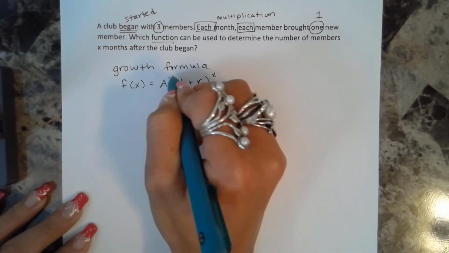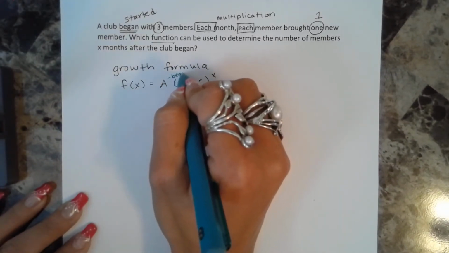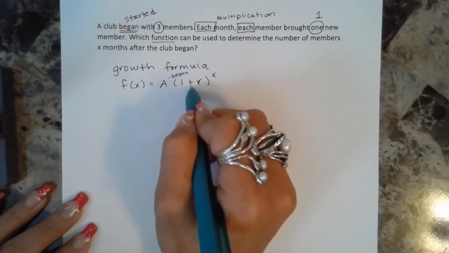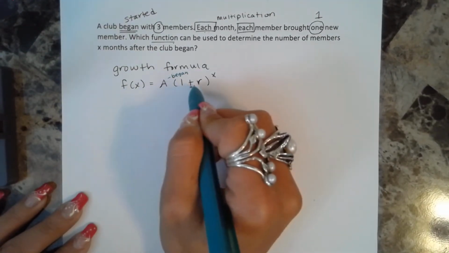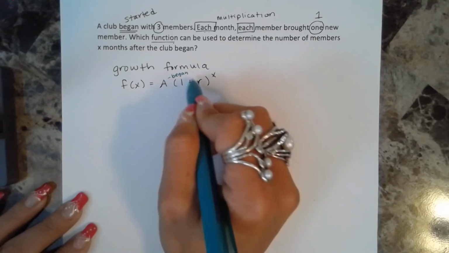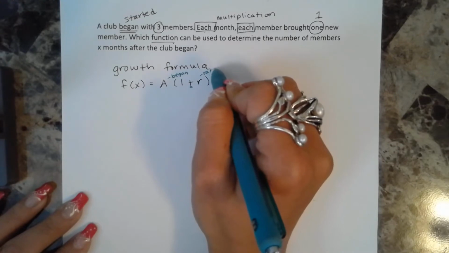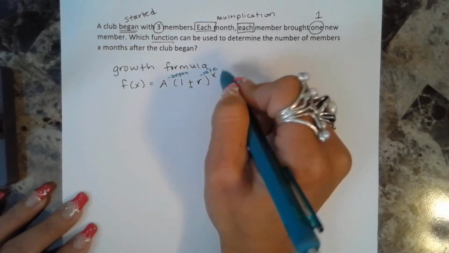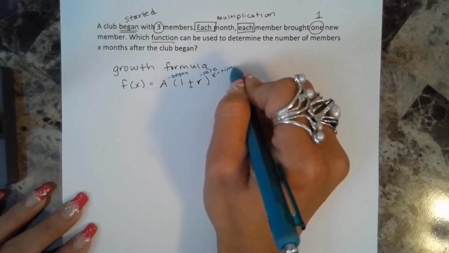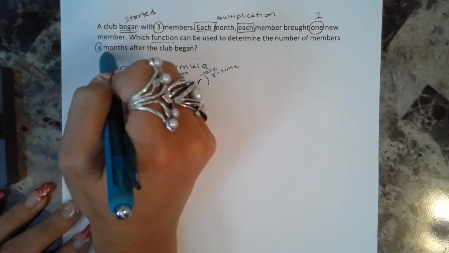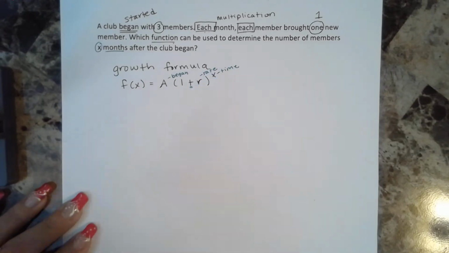A represents where you began, or your starting point. The 1 plus sits in the formula because we are growing. At what rate? And the x is usually your time, as also stated in the problem, X months. So that's your time.